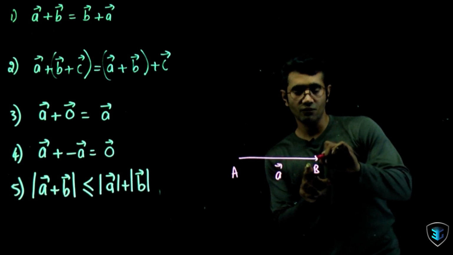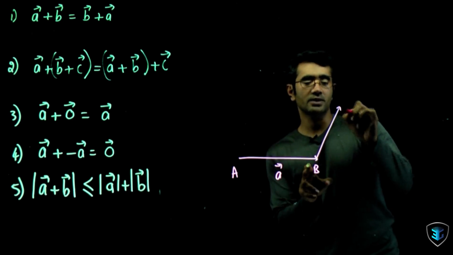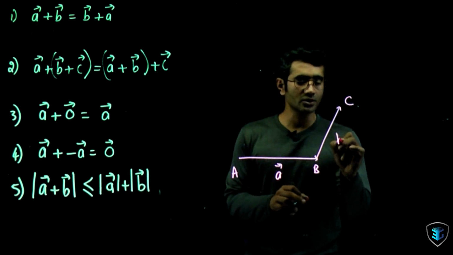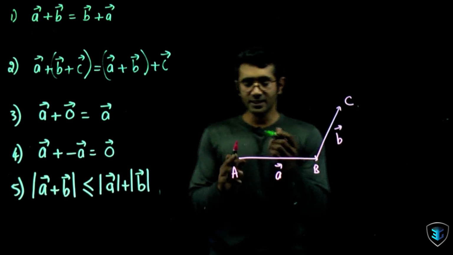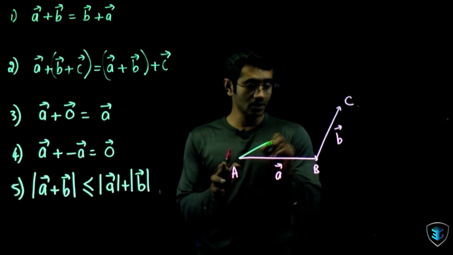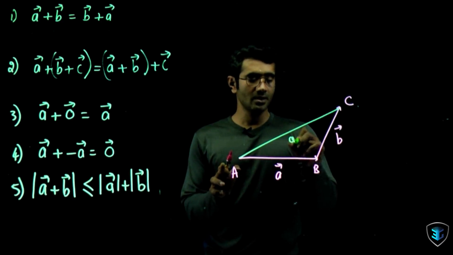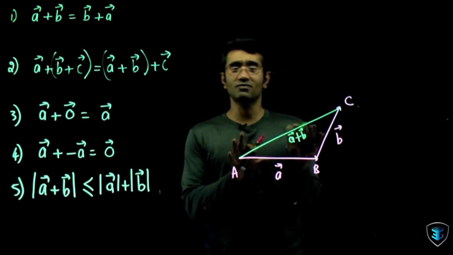Now from here I walk another distance from B to C. Okay, that's C for me, the point C. And let me call this vector B. Now, from where to where did we walk in the question? So I can say that the actual displacement is from A to C. So that is vector A plus vector B. So we understand that. Very simple, right?